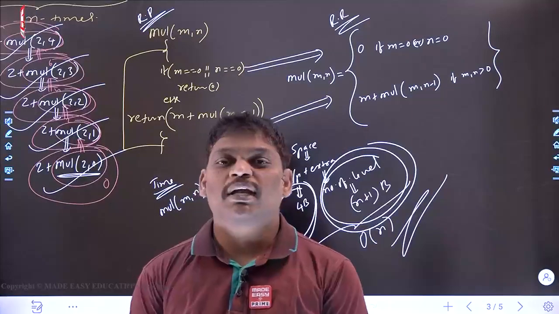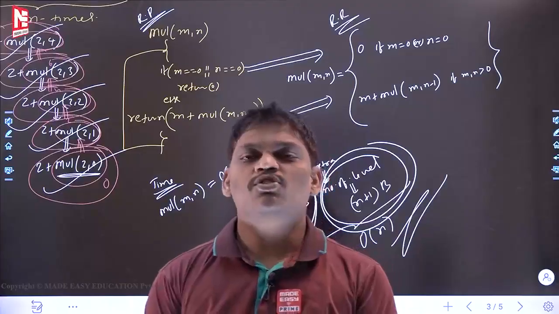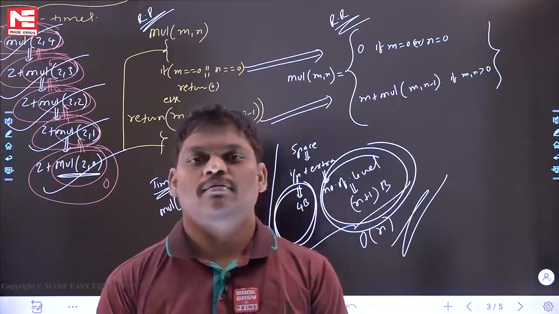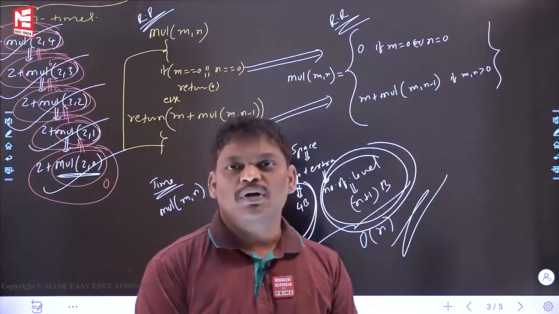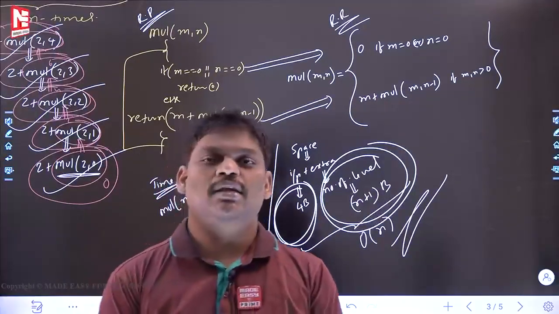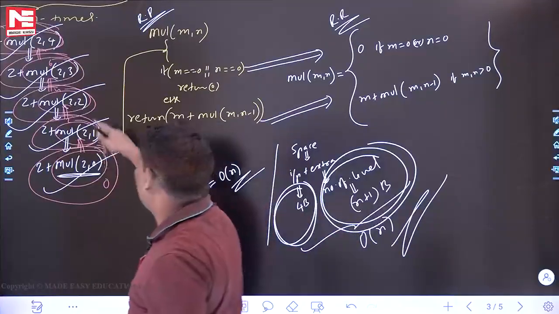Recursive programs, extra space, how will you calculate? Recursive program extra space is based on how many levels are there in that recursive tree. I think in this recursive program, what is the answer?